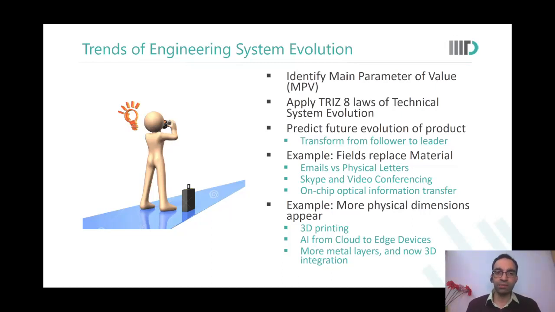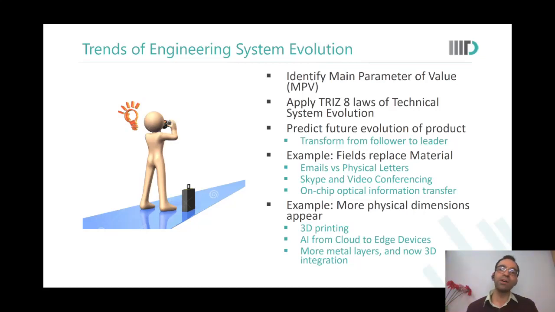So 3D printing. Till some point of time, we only had 2D printing, or in fact, much earlier than that, we had only 1D printing, linear printing. And today, we moved to 2D, and now we have 3D printing. AI is moving from cloud to edge devices, so more physical dimensions are appearing, and so on. So these rules, you will see, are transgressing all boundaries of technological systems.